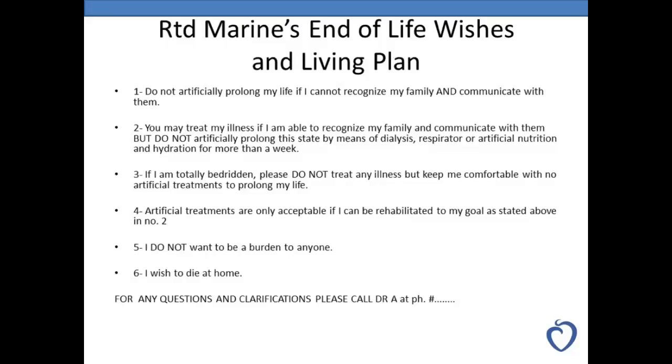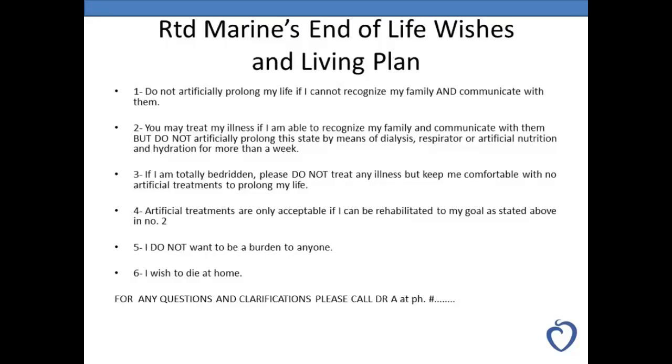Number four, he said, well, the artificial treatments are only acceptable if I can be rehabilitated to my goals as stated above in number two. So you can see how simple but clear-cut the message is as to what kind of life this gentleman wanted to live and what kind of things were not acceptable to him. And number five, he says, I do not want to be a burden. And number six, he wished to die at home.